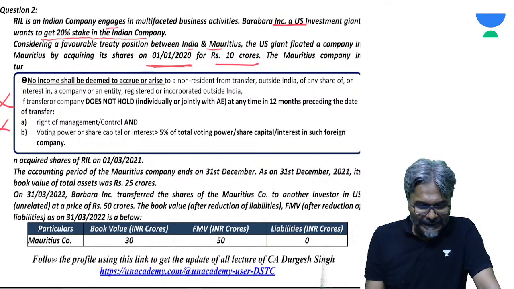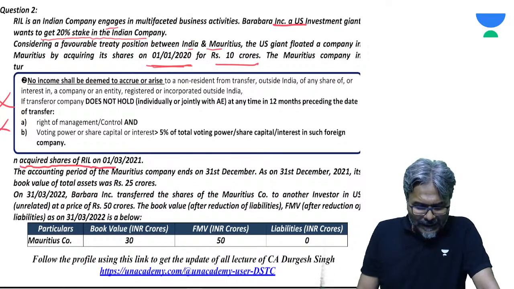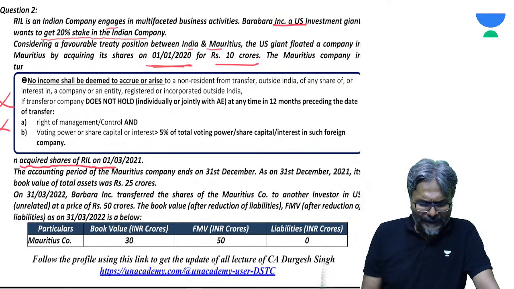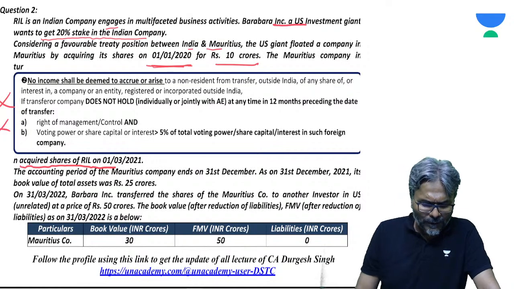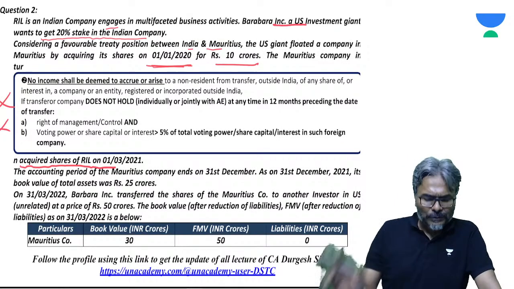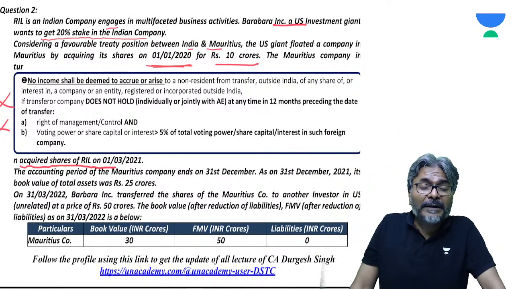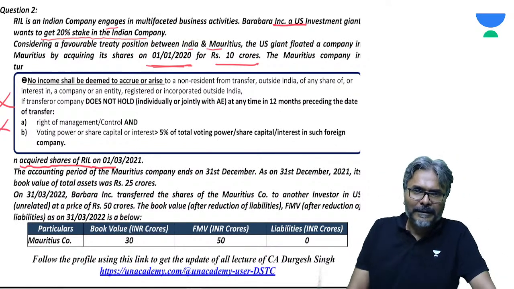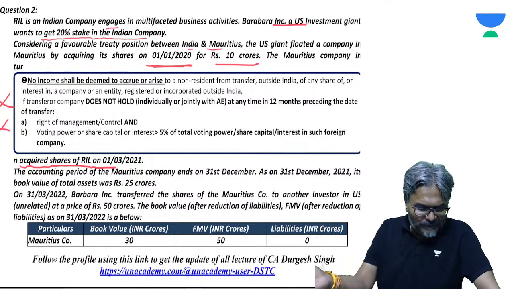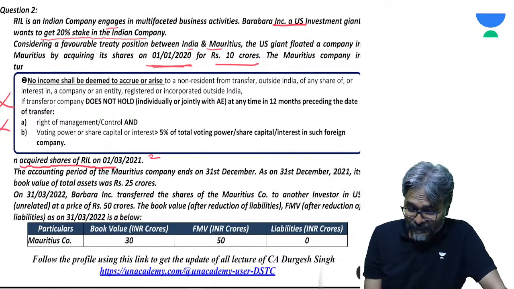The Mauritius company in turn, now you have to read from here, students, acquired shares of RIL on 1st of March 2021. So quite a long gap, but the Mauritius company acquired the shares of the Indian company on 1st of March 2021. So please be careful. The US company floated the Mauritius company on 1st of Jan 2020. And second, the Mauritius company acquired the shares of the Indian company on 1st of March 2021.